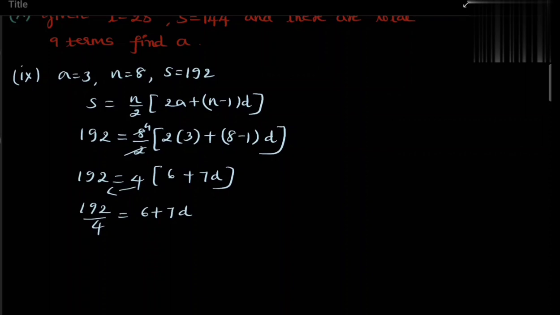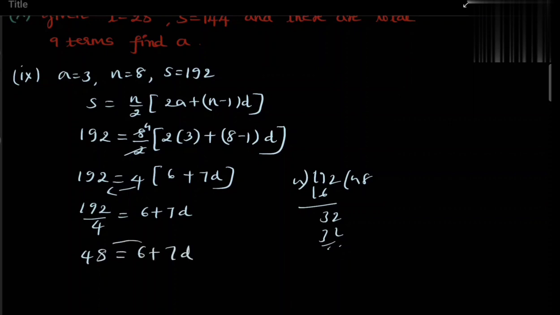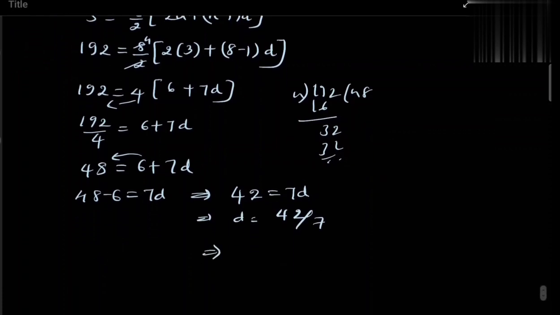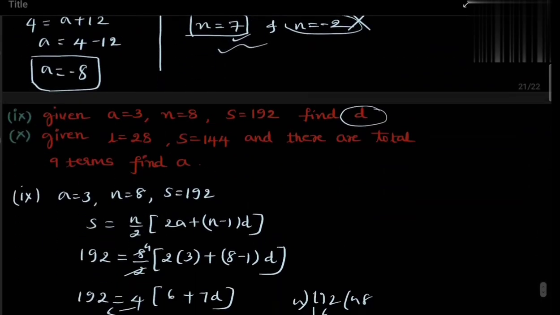So now divide 192 by 4. 4 4s are 16, so 19 minus 16 is 3, 32. 4 8s are 32. So therefore 192 divided by 4 will become 48 is equal to 6 plus 7d. Move 6 to this side. It will become 48 minus 6 is equal to 7d. So that implies 42 is equal to 7d. So therefore d is equal to 42 divided by 7. So that implies d is equal to 6. 7 6s are 42. So therefore the common difference is 6 for this one.